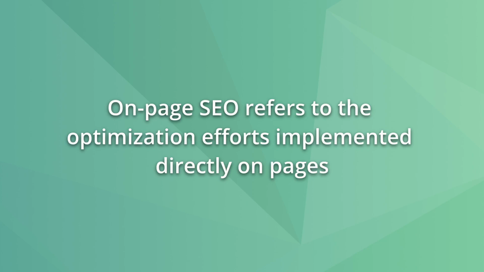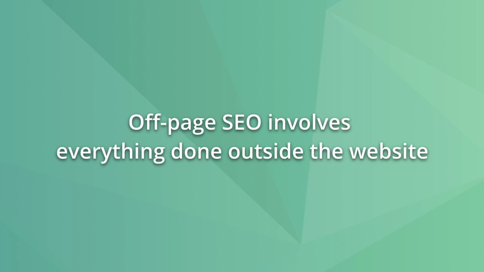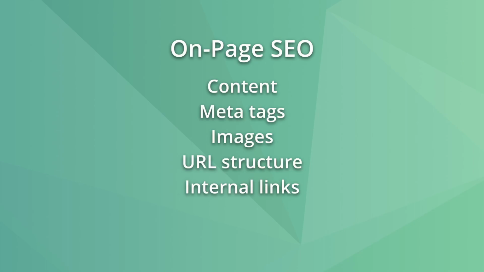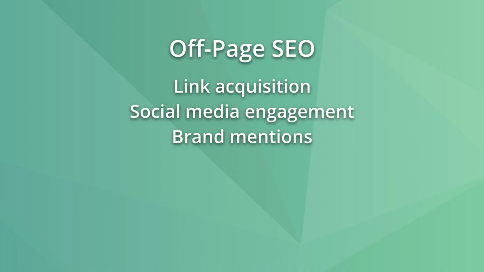On-page SEO refers to the optimization efforts implemented directly on the pages. These optimizations are within the control of the website owner, marketing team, or other administrators. Off-page SEO involves everything done outside of the website and generally includes building credibility, authority, and reputation across the internet. In most cases, off-page SEO consists of interacting with other websites and online platforms in some way, shape, or form. On-page SEO will involve elements like website content, meta tags, images, URL structure, and internal links. Off-page SEO will involve elements like link acquisition, social media engagement, and brand mentions.